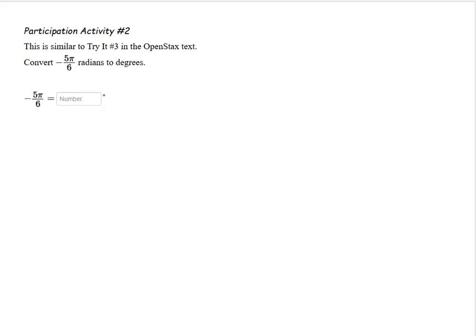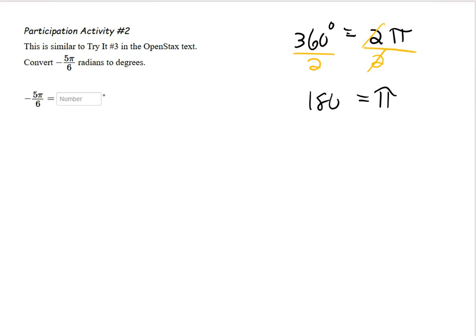So let me just show you how I always did this. I just remembered that 360 degrees is the same thing as 2 pi radians, but I leave the r off. It's just 360 is 2 pi all the way around. And that means if you were to divide both sides by 2, the 2 cancels out, then pi by itself would be 180 degrees.